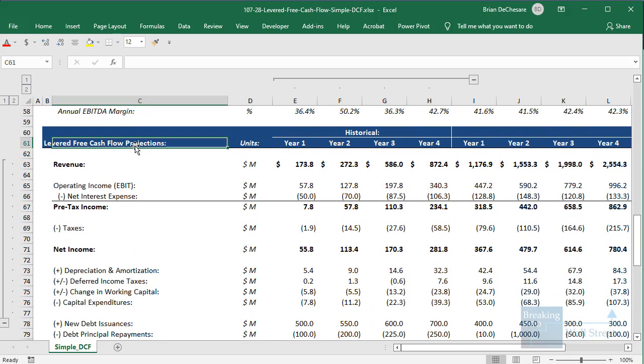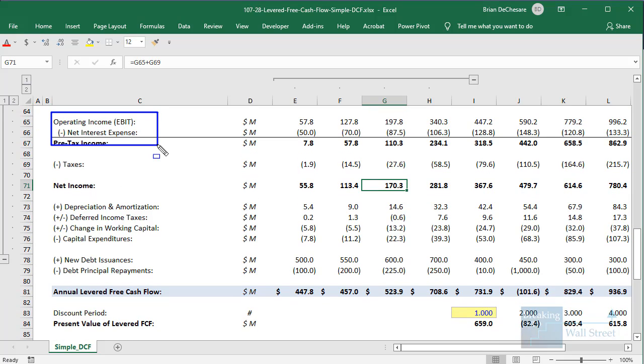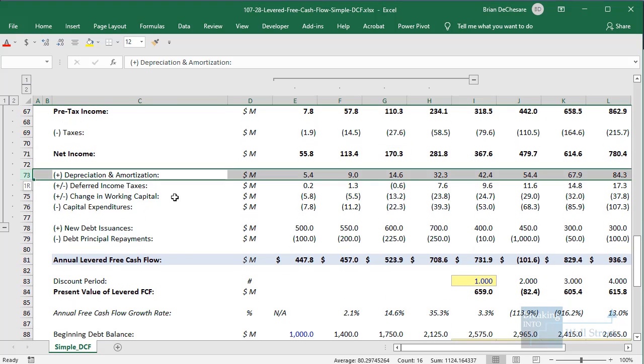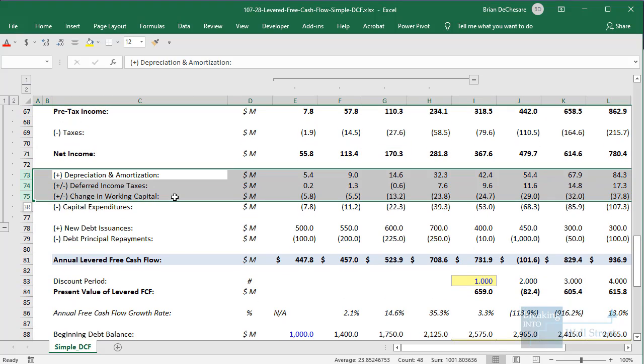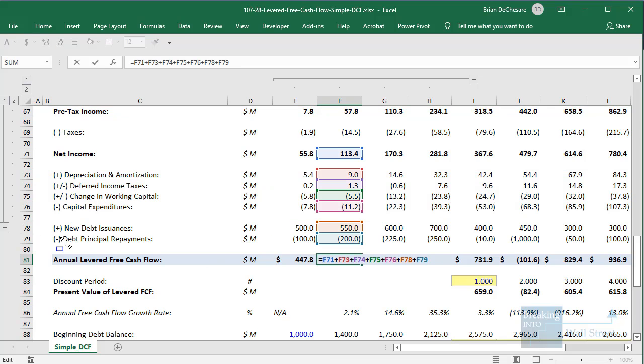By contrast, with levered free cash flow, if you look at what we're doing, we're not just stopping at operating income. We're subtracting that net interest expense to get to pre-tax income. Then we're subtracting the taxes. Then we get to the net income or net income to common at the bottom. If we have preferred dividends, we have to subtract those to get to the net income to common. Then we add back depreciation. We factor in deferred taxes, the change in working capital, CapEx. All that's the same, but the differences are that we also now have to include the new debt issuances and the debt principal repayments for this company.